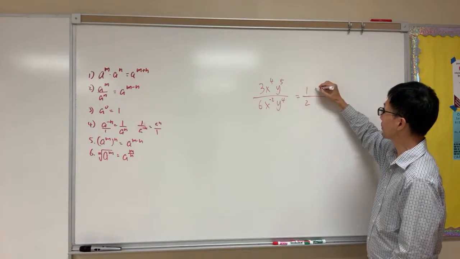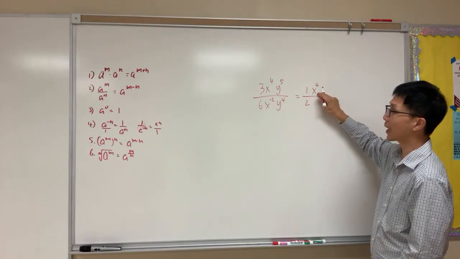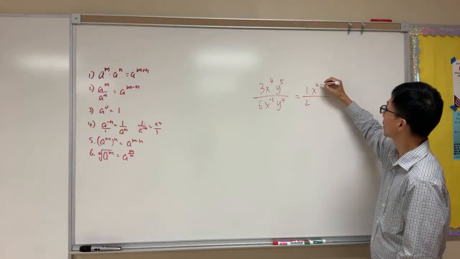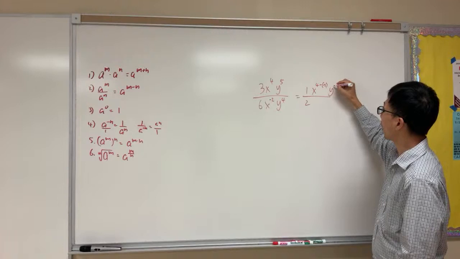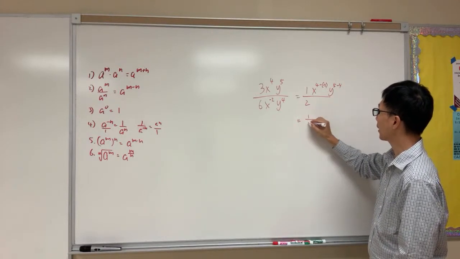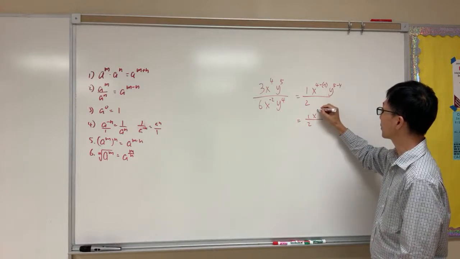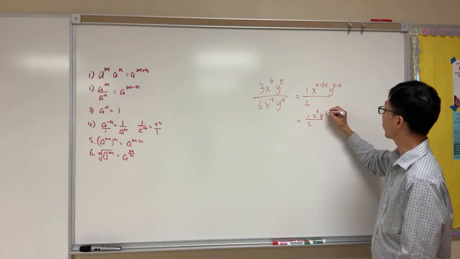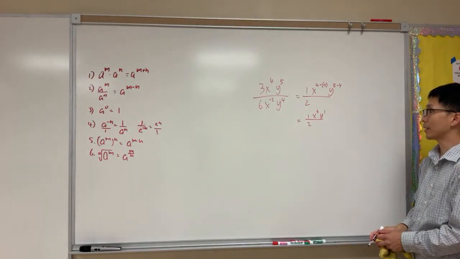Now this exponent is going to be top subtract bottom, but make sure I have x written in the top, it makes my life easier. So 4 minus negative 2, and then y to the 5 minus 4. That's equal to 1/2 times x to the 4 minus negative 2, which is 6, and y to the 1. And that's the final answer.